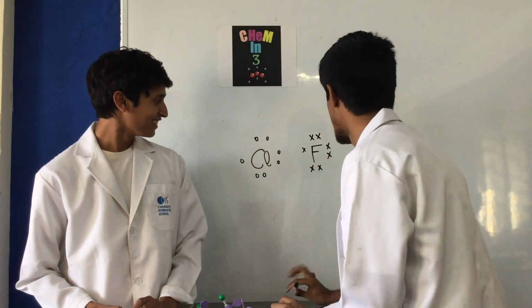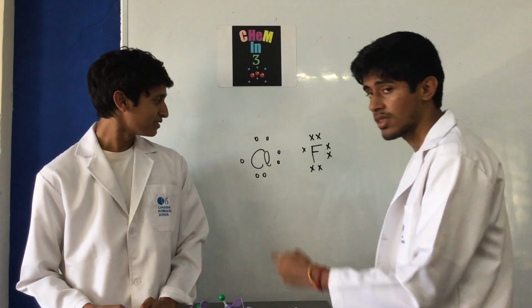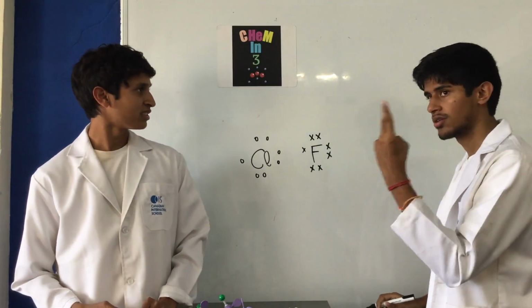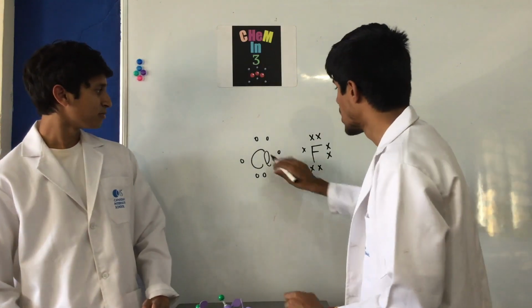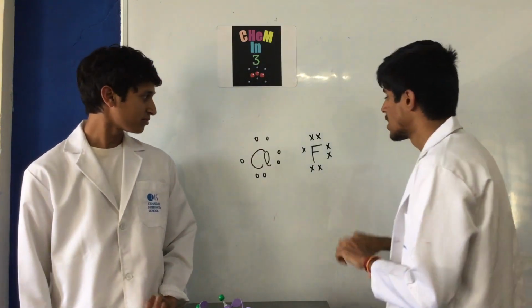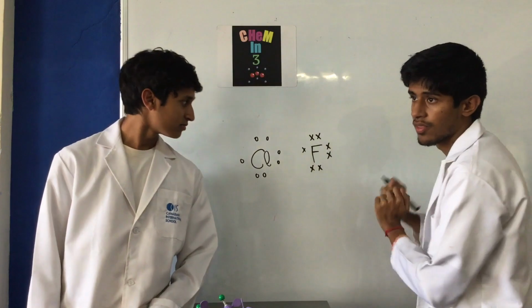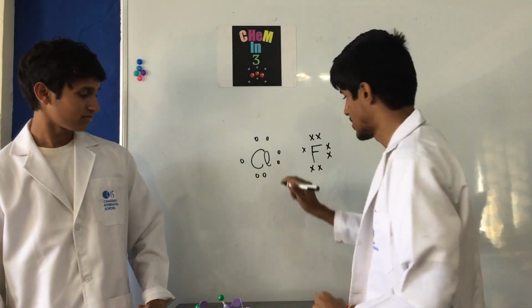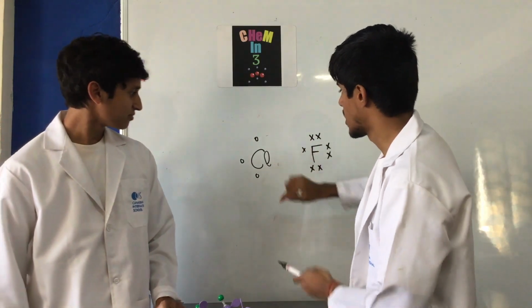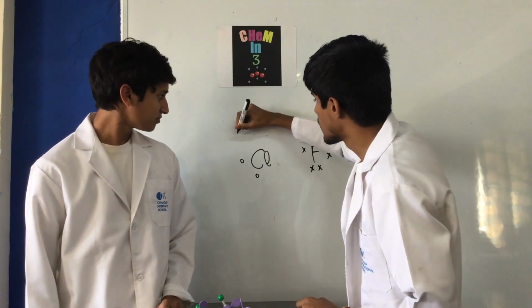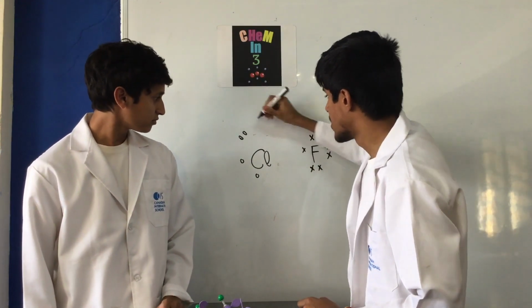But let's go now. F, Cl, we need 3 of these. 1, 2, 3. Twice the package. So let's rearrange such that we can fit in 3 fluorines. How about that? Okay, let's move this one, this one, and this one. We'll move the chlorines over here.